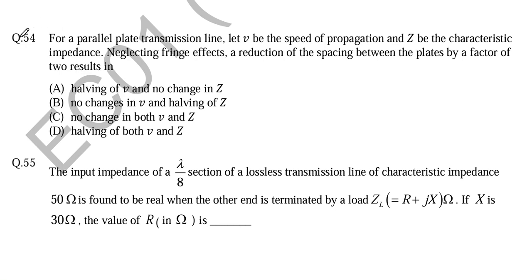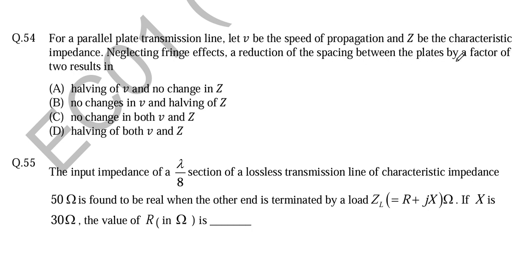Let's see another interesting question of EMFT, which was asked in the year 2014. Here the question is, for the parallel plate transmission line, let V be the speed of propagation and Z be the characteristic impedance, neglecting fringe effect. Here fringe effect is nothing but the bending of the electric field and magnetic field at the edge of the parallel plate transmission line.